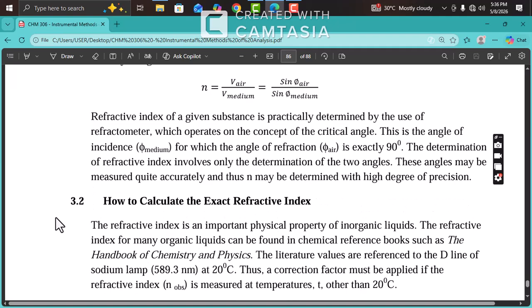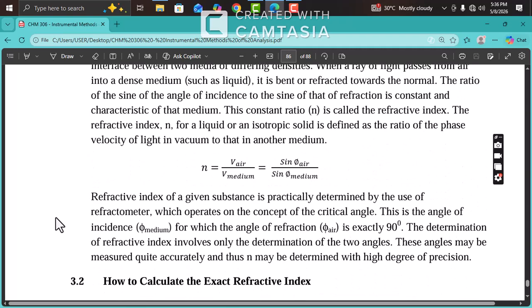Okay, but this is what I want you to take note of here, the basic formula for refractive index. Here you have velocity in air over velocity in medium. Here you have the sine of the incident angle over the sine of the refractive angle. So that is what you have here.